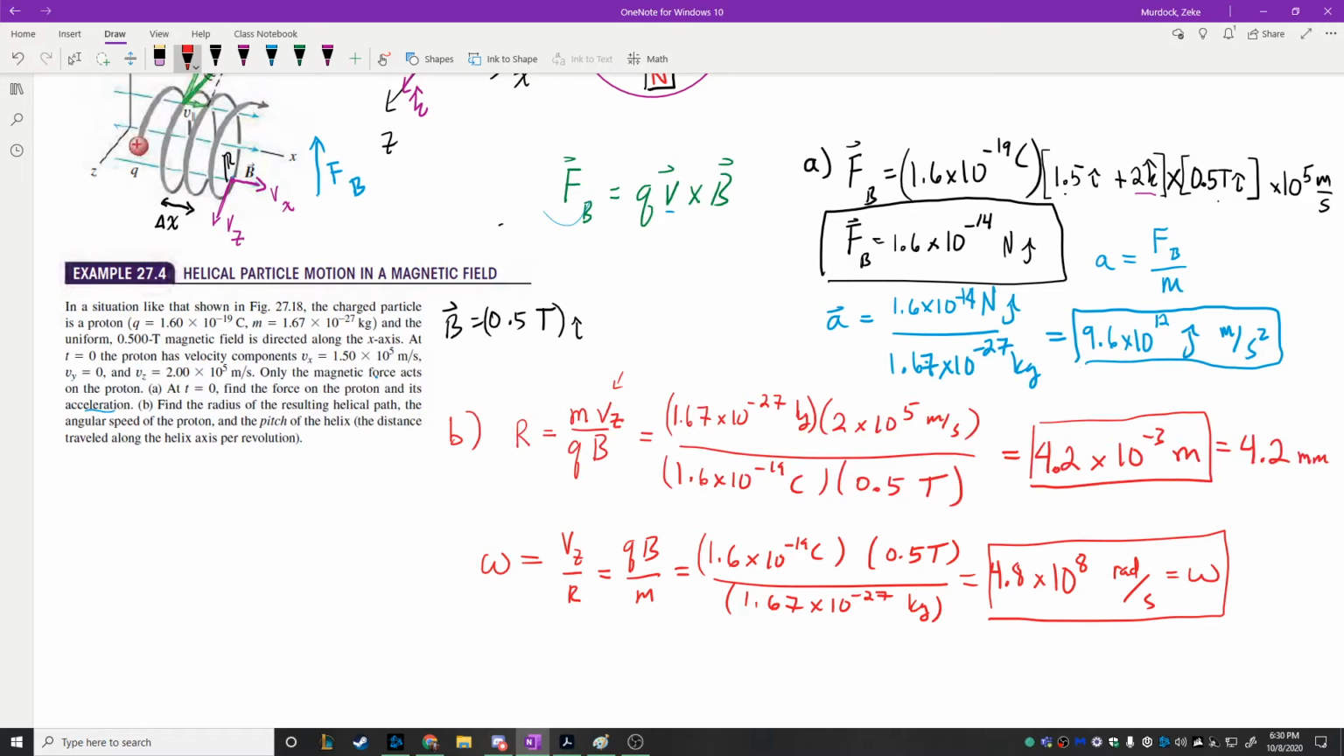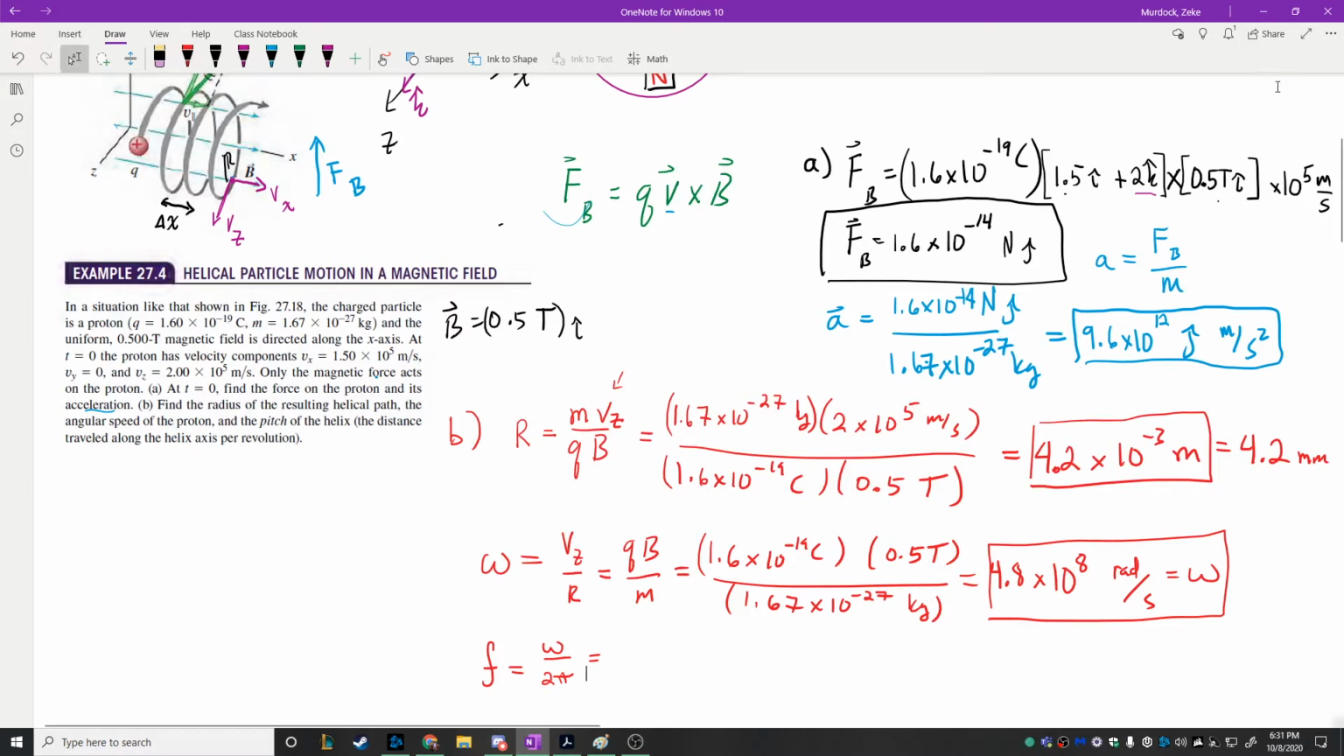Divide this number by 2 pi. If we divide this by 2 pi, it's going to give us what's called the frequency. If we do omega divided by 2 pi, we could do that. We'd have revolutions per second. Could be useful. I don't know. What do you think?